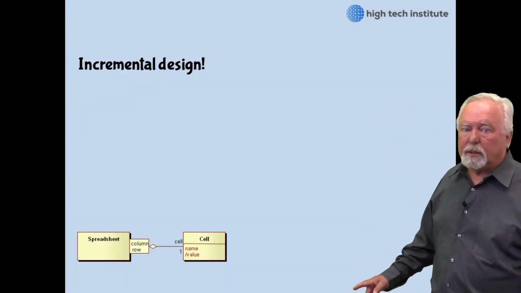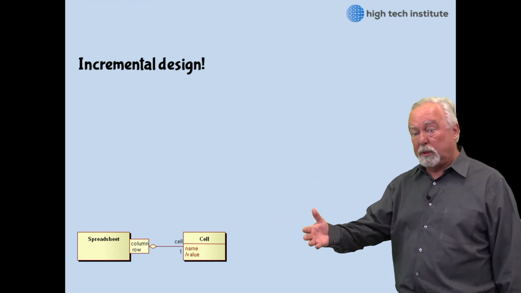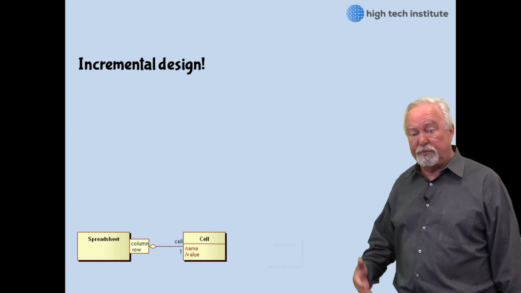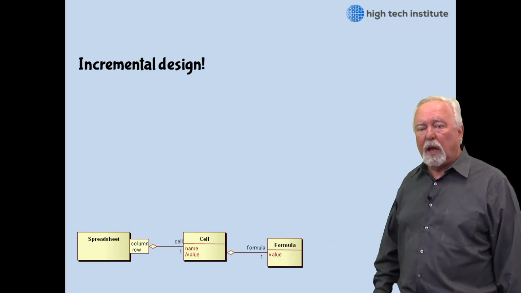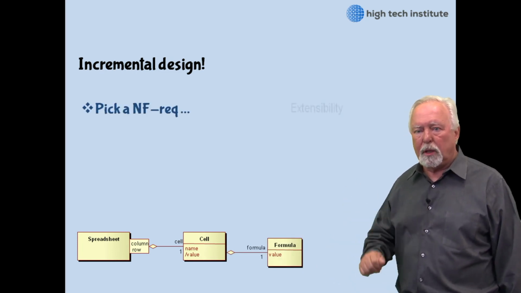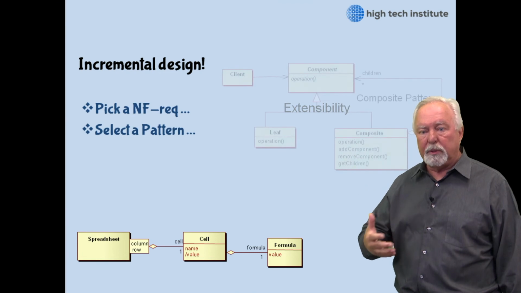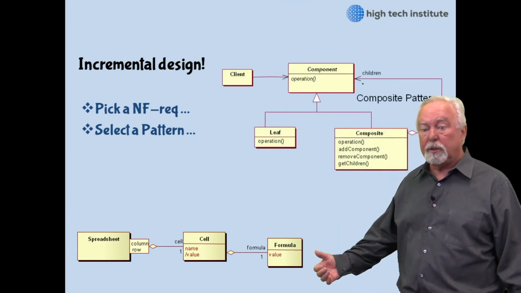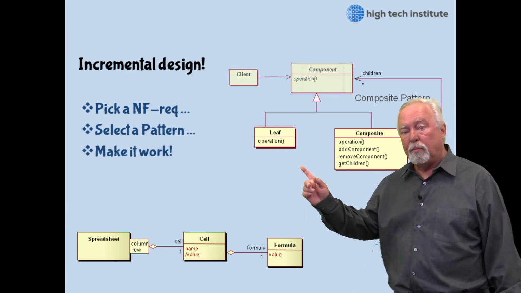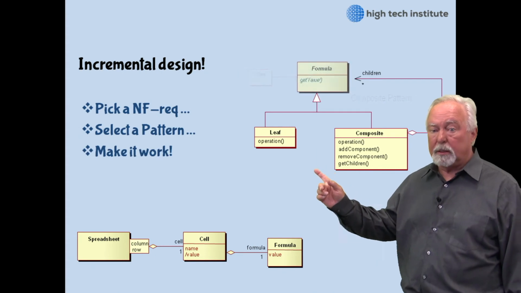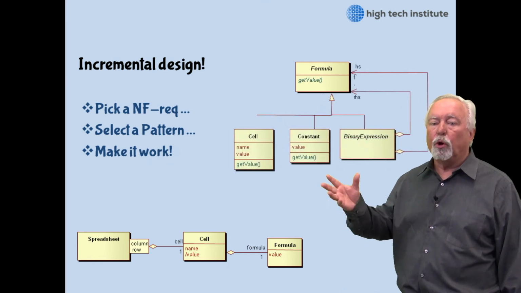So let's look at this incremental design idea. Let's look at a spreadsheet where you have cells and you want to add formulas to these cells. That's a functional extension. Now, of course, you also have to pay attention to the non-functional requirements, for instance extensibility. You want your formula to be extensible with all kinds of new aspects, like mathematical functions, etc. So you pick a pattern. The Composite pattern is a very important candidate here, and you integrate that into your design, so you make it work.